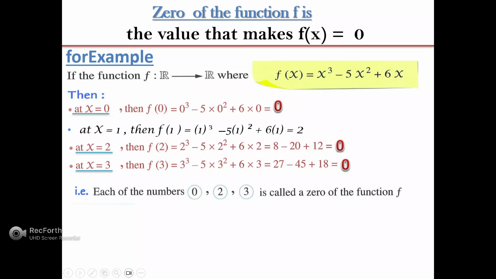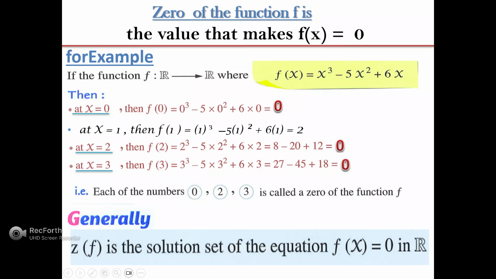But what is the meaning of this expression? It is the value which makes our function equal 0. In general, the zero of the function: if we put these values in a set, this set is called the zero set of the function. What is the meaning of this? The values which make any function equal 0 form the solution set for the equation f of x equals 0 in the real numbers. Let's take some examples.